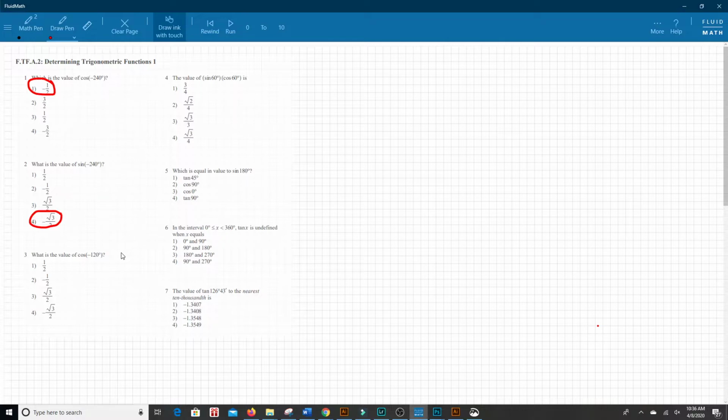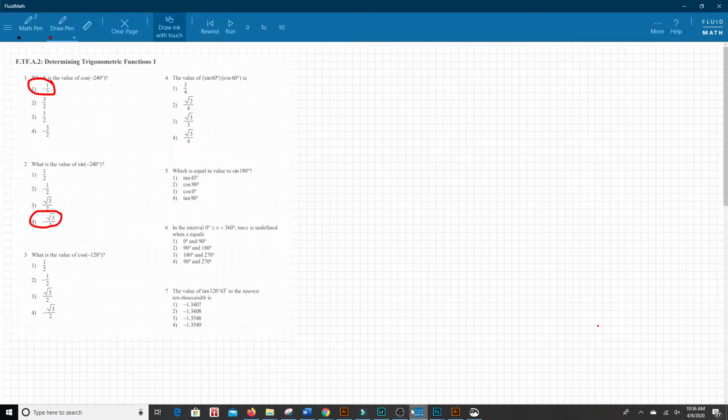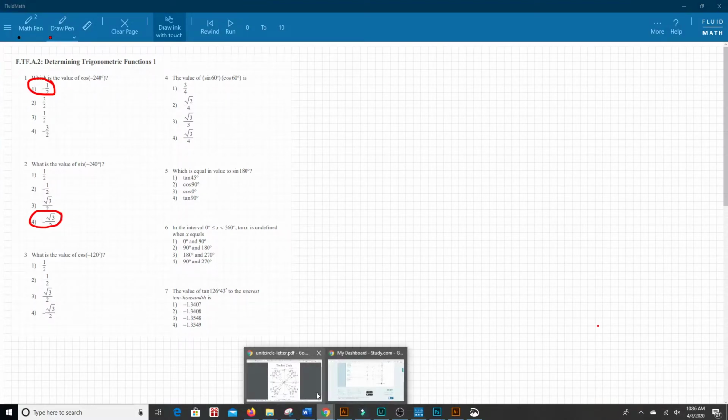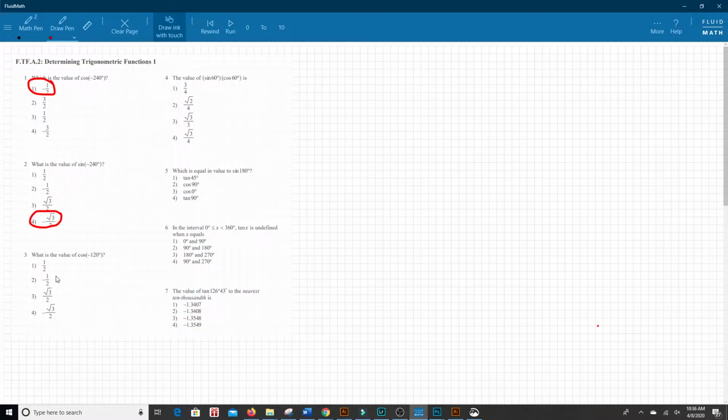It says, what is the value of the cosine of negative 120? So again, it's simple enough. I would just go to my trusty unit circle chart reference sheet. So right here, negative 120 degrees. Look what it says in red, negative 120. And they're asking in this question for the cosine of negative 120. The cosine of negative 120 is going to be negative 1/2.